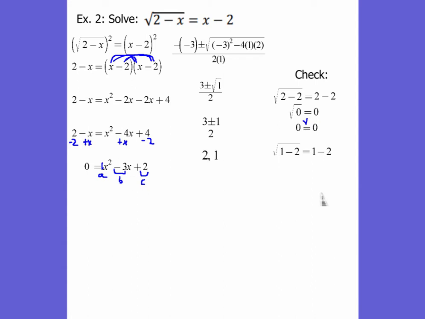Now I need to check 1. So I'm going to do the square root of 1 minus 2 equals 1 minus 2. Well, 1 minus 2 is negative 1 on this side, and on the other side I get 1 minus 2, which should also be negative 1. But we know the square root of negative 1 is i, and i does not equal negative 1. Because these two sides are not the same, this is what we call an extraneous solution, and it doesn't work. It doesn't count. So our only answer to this problem is 2.